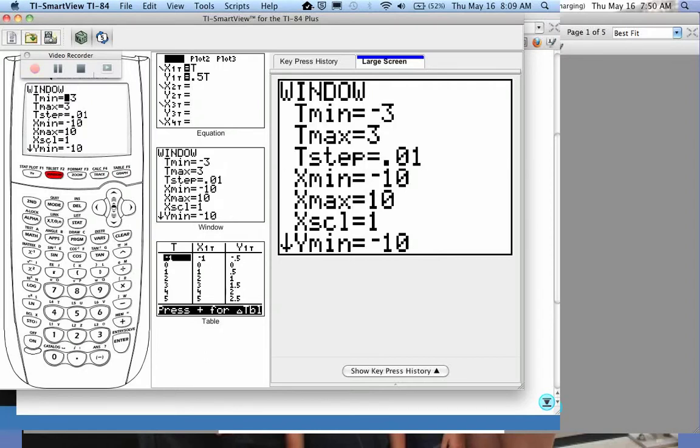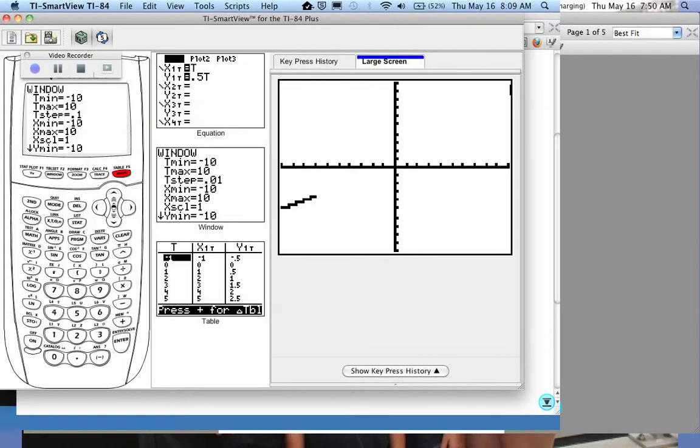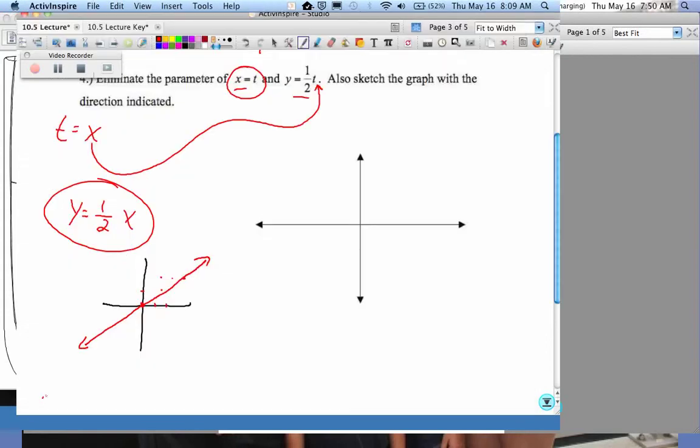And you could extend this to be like -10 to 10. And I would switch this to maybe 0.1 to speed things up. Now you can get it to go all the way across the graph. But the point was, they asked us to graph parametric. It went like this, and it went left to right. So we were supposed to eliminate the parameter, also sketch the graph with indicated direction. So I simplified it into something that we are able to work with.